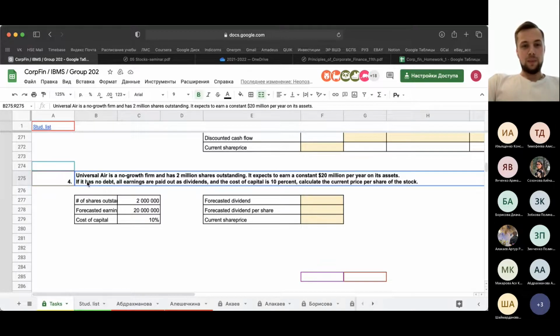It has no debt. All earnings are paid out as dividends, and the cost of capital is 10%. So let's calculate again the current price per share of this company. Well, again, I'm waiting for your hands in Teams.